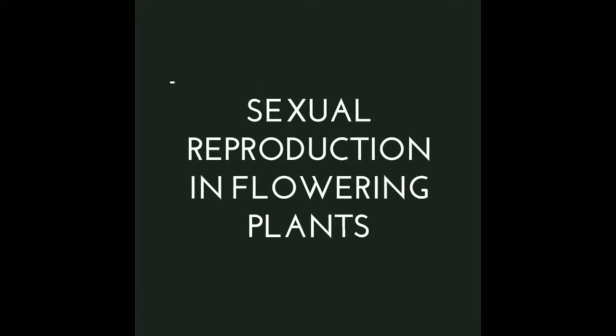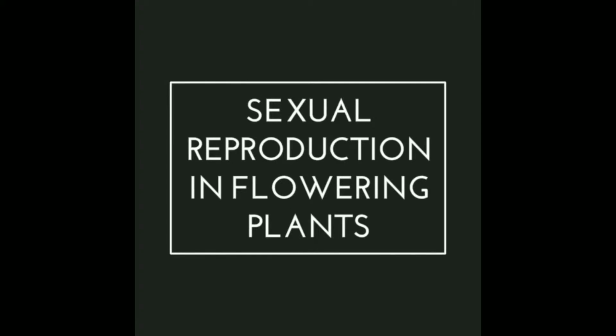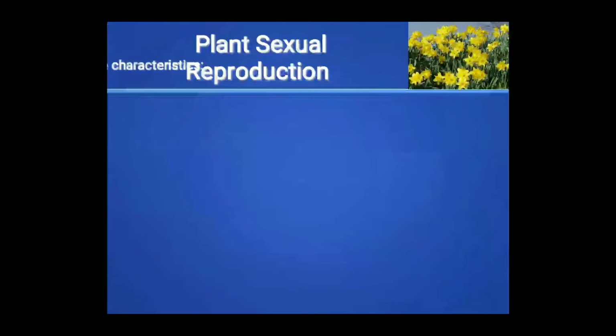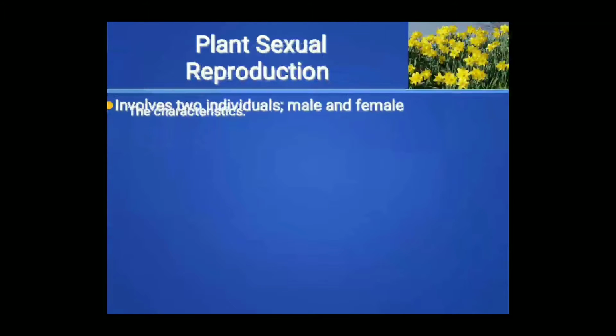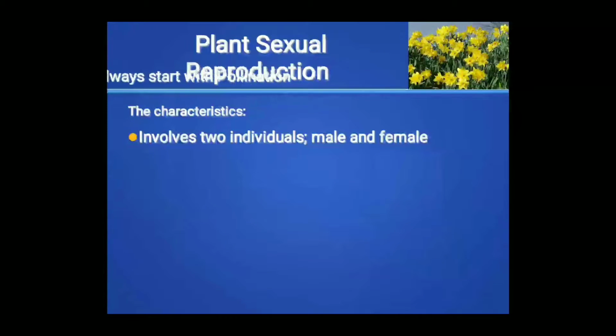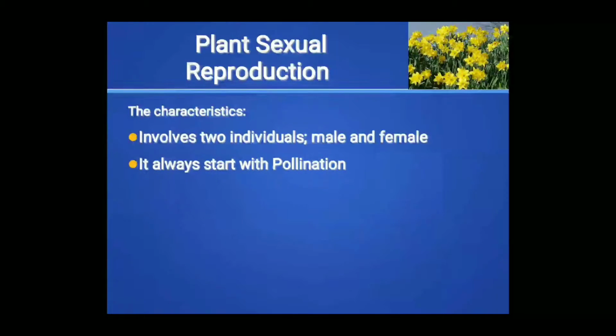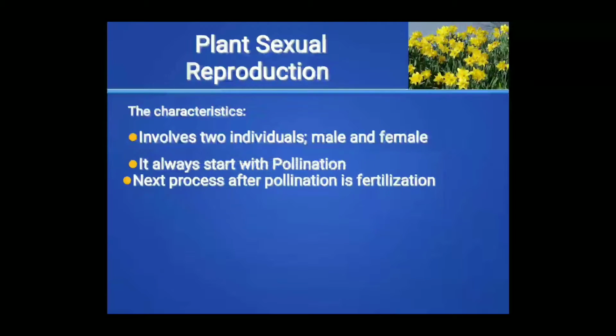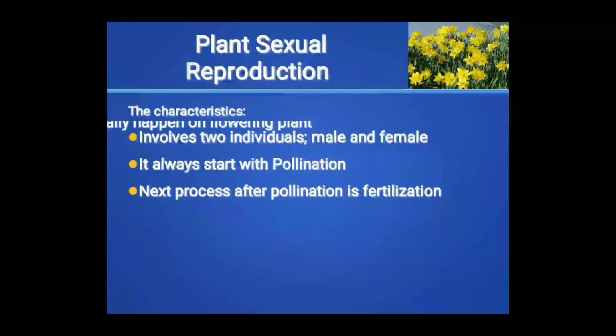Our topic for today is sexual reproduction in flowering plants. It has characteristics. First, it involves two individuals, male and female. Second, it always starts with pollination. Third, the next process after pollination is fertilization. And it usually happens in flowering plants.